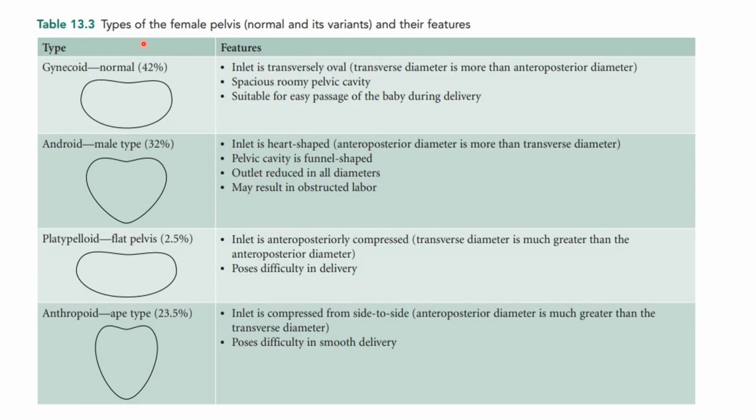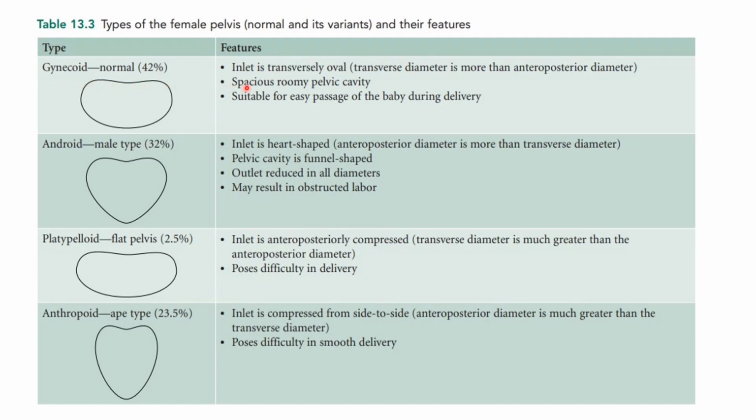Let's talk about types of female pelvis and their features. Gynecoid type, it is normal type. It corresponds to mesatipelvic pelvis. Android type, it is male type. It corresponds to brachypelvic pelvis. Platypelloid type or flat pelvis. It corresponds to platypelvic pelvis. Anthropoid type, that is ape type. It corresponds to dolichopelvic pelvis.